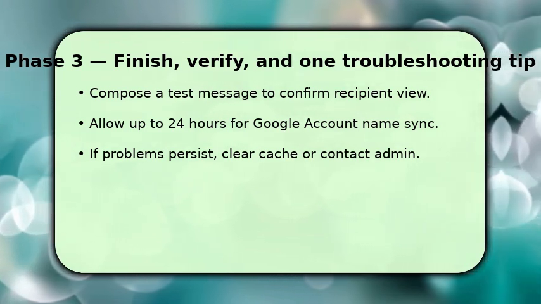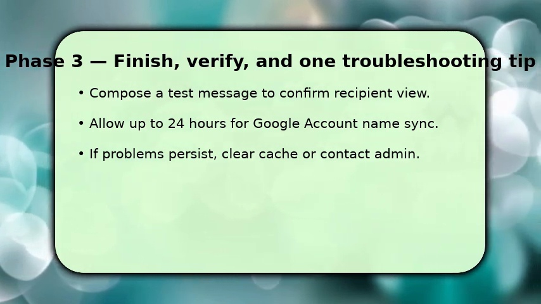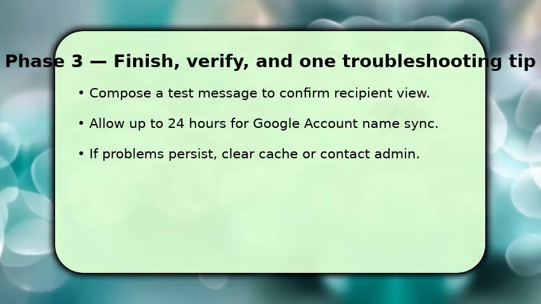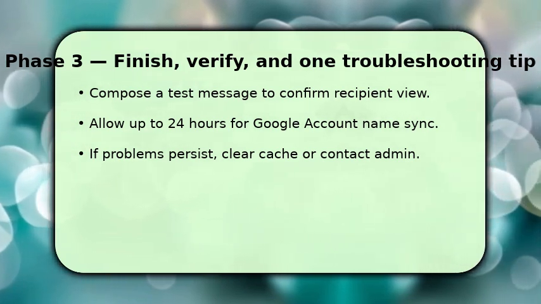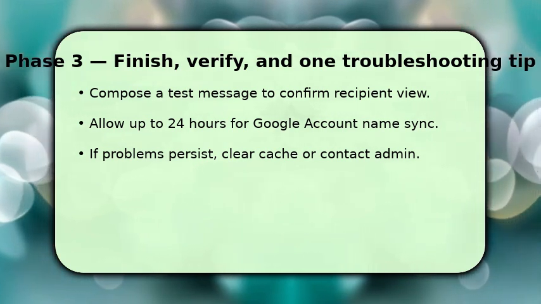If you updated your Google account name instead, make sure to allow up to 24 hours for the change to sync everywhere. If the old name still appears, clear browser cache, sign out and back in, or verify with your G Suite administrator. Managed accounts can block direct name changes, and that's the most common roadblock.